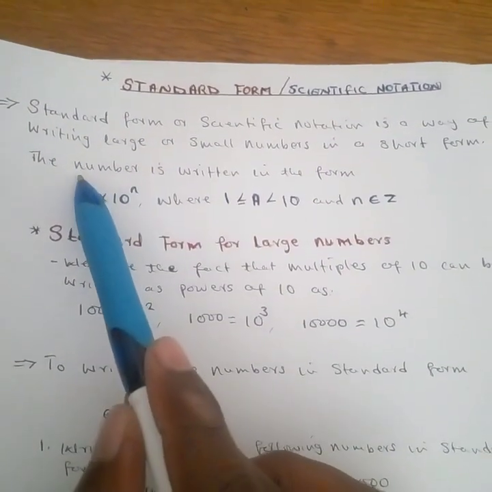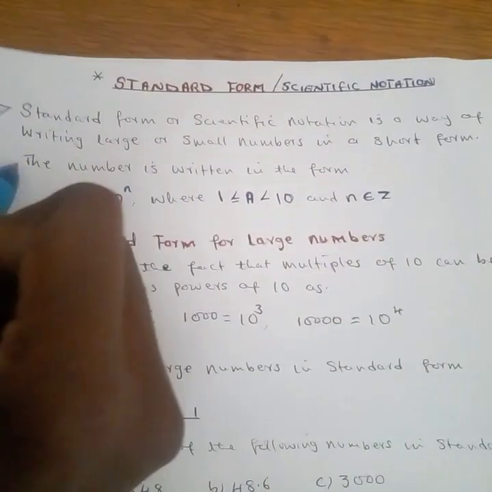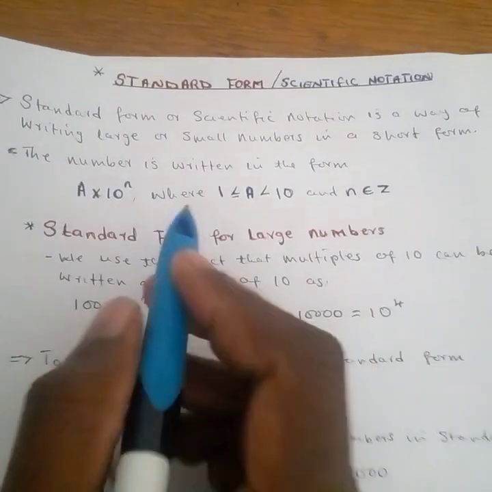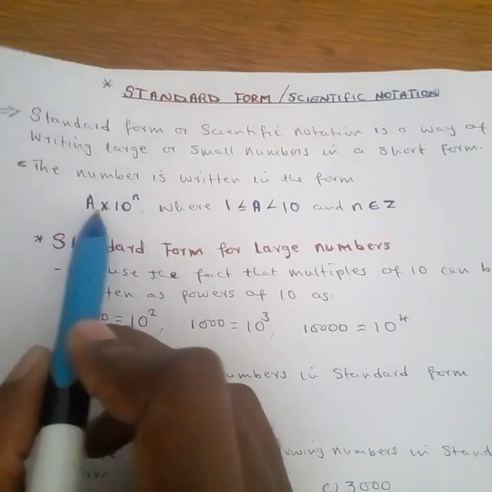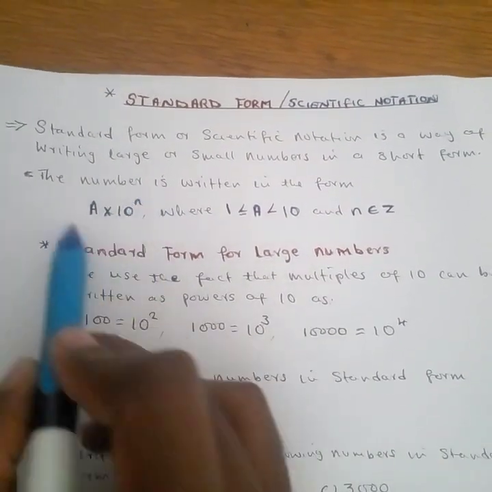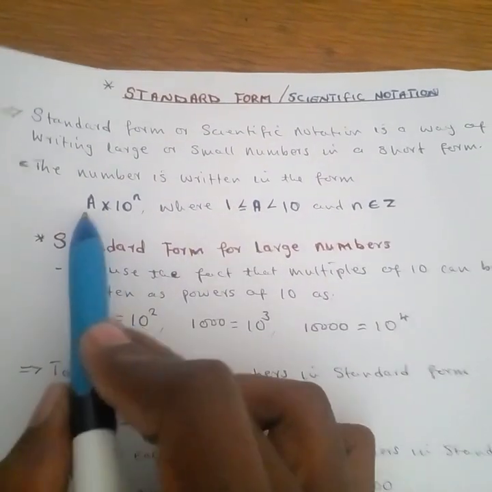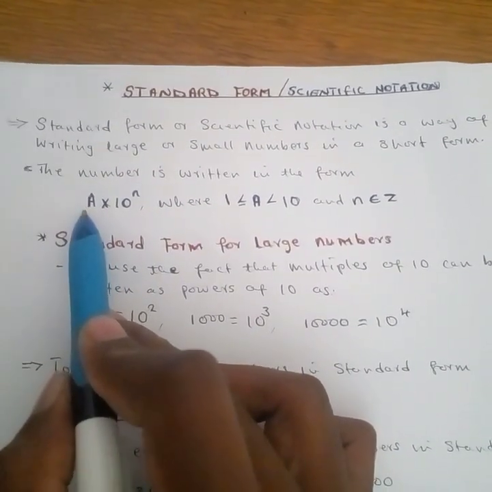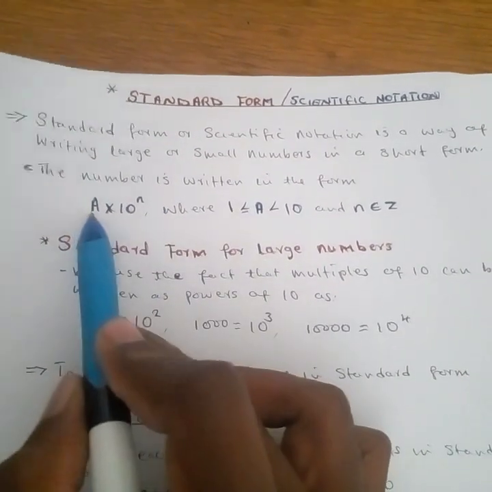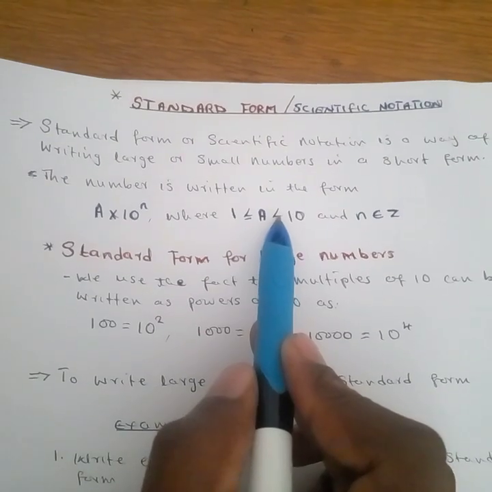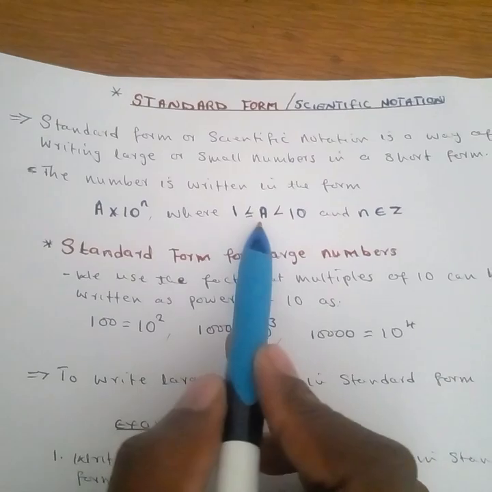What are those things? The number is written in the form of a times 10 to power n. This is the formula that you need to master, where 1 is less than or equal to a, and a is less than 10. This a is supposed to be a number that is 1 or greater, but less than 10. So the number should be between 1 and 9.